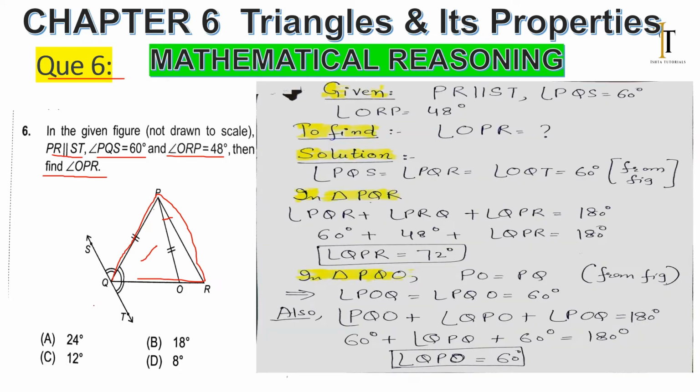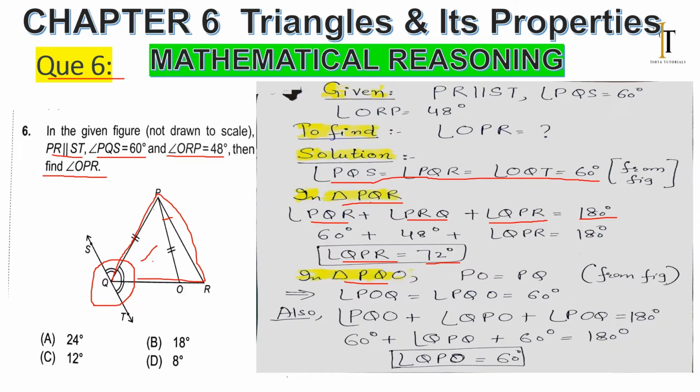Now in the figure it's given that all the angles on these lines are equal and it is given that PQS is equal to 60 degrees. Therefore, PQS is equal to PQR is equal to OQT is equal to 60 degrees. Then let's take the big triangle PQR. Therefore, in triangle PQR, angle PQR plus angle PRQ plus angle QPR is equal to 180 degrees. The reason is angle sum property. On substituting the values, we got QPR is equal to 72 degrees.